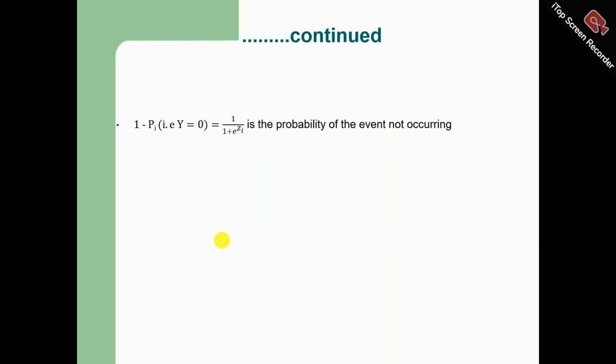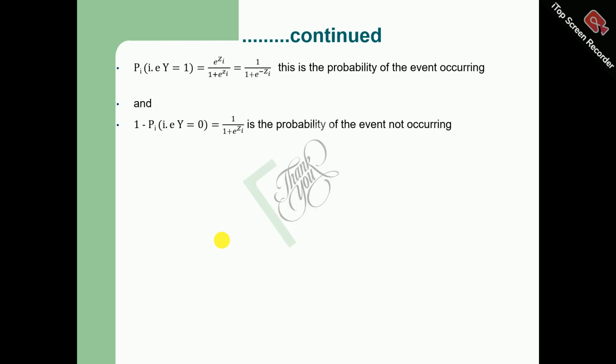So finally we can write like this: 1 minus pi, that is when y is equal to 0, is given by 1 divided by 1 plus e raised to the power zi, which is the probability of the event not occurring, and pi is the probability of the event occurring, and that is equal to 1 divided by 1 plus e raised to the power minus zi, that is also equal to e raised to the power zi divided by 1 plus e raised to the power zi.